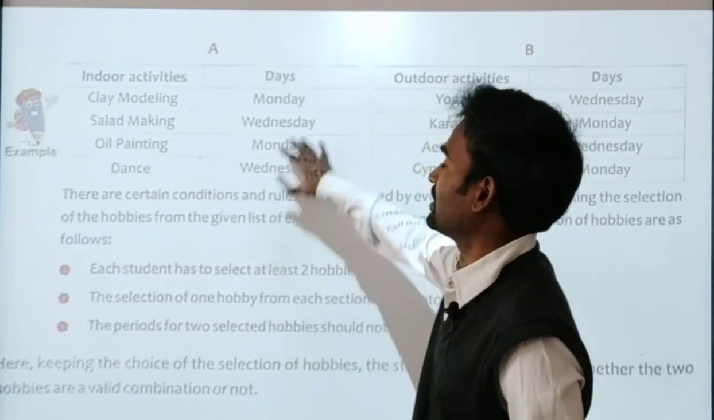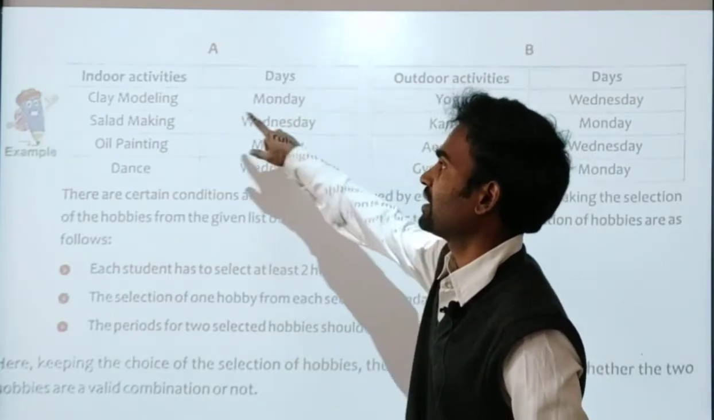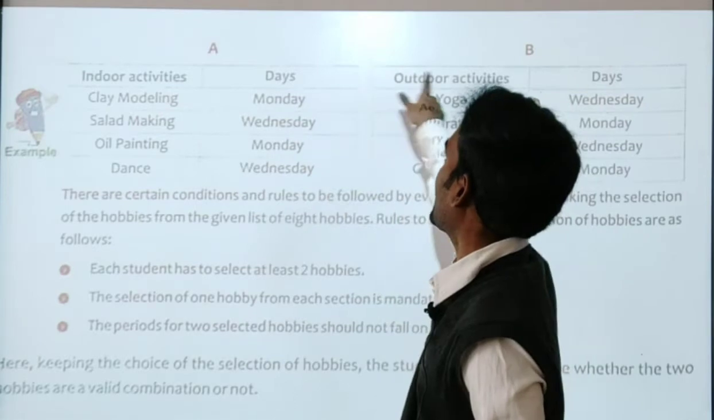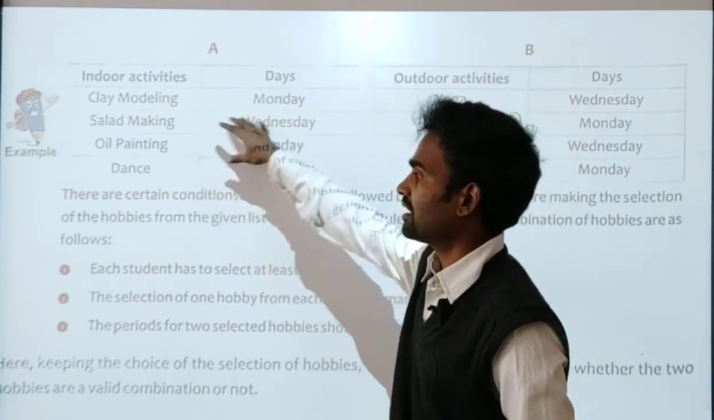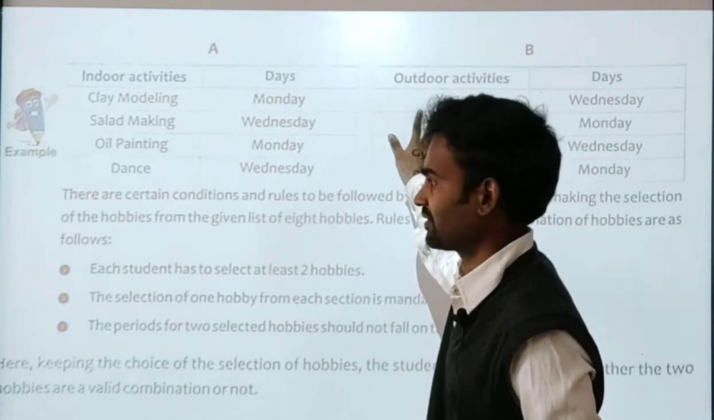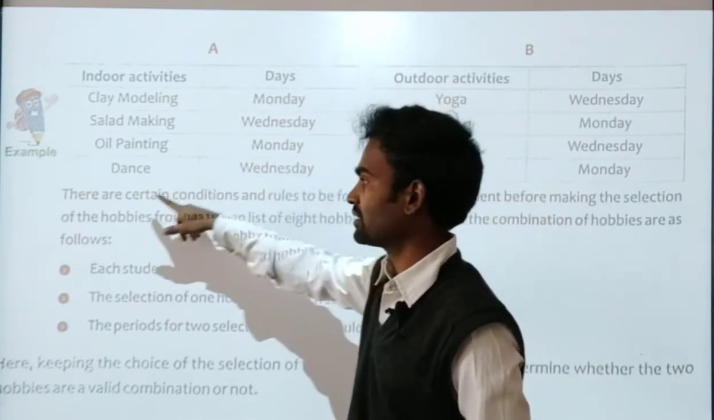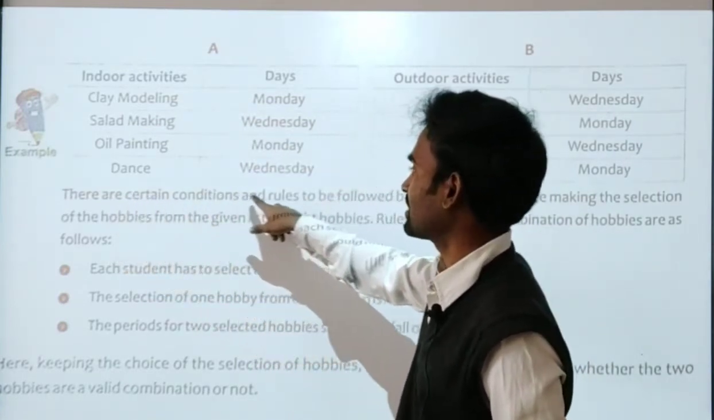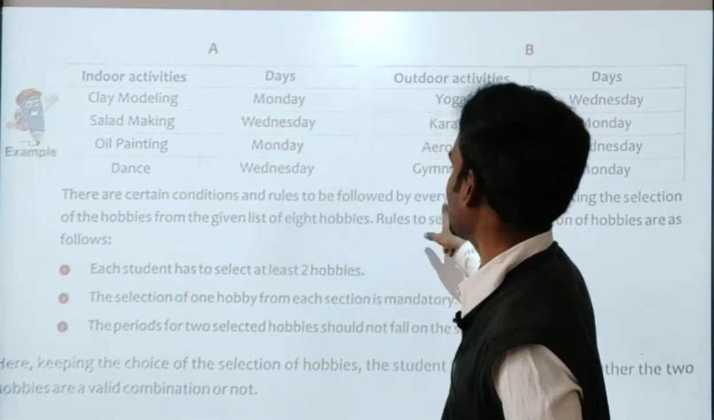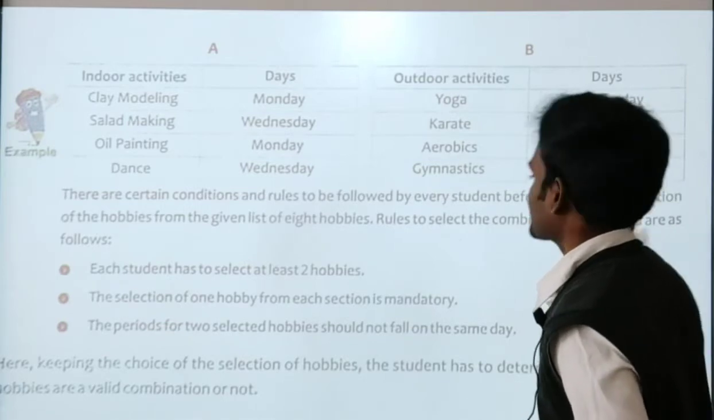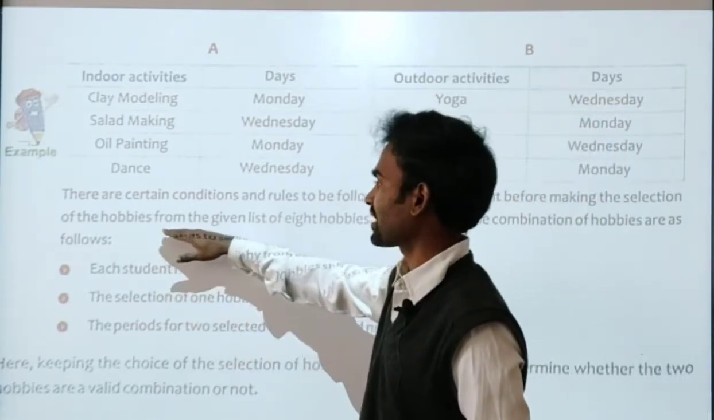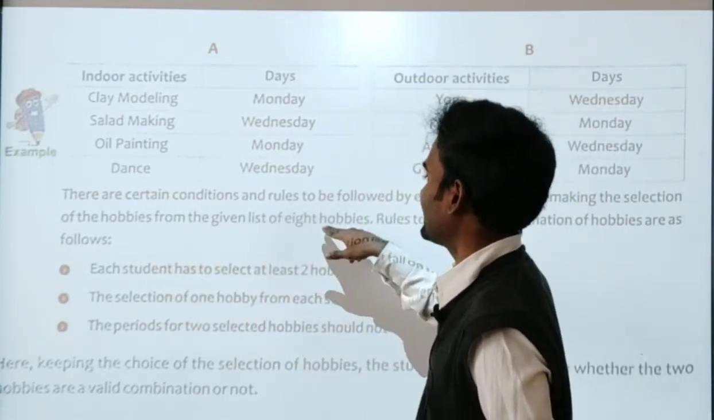And here we have given one more example: indoor activities and days, outdoor activities and days. So we have clay modeling, salad making, and there are plenty of examples. To find the solution here, there are certain conditions and rules to be followed by every student before making the selection of hobbies from the given list of 8 hobbies.